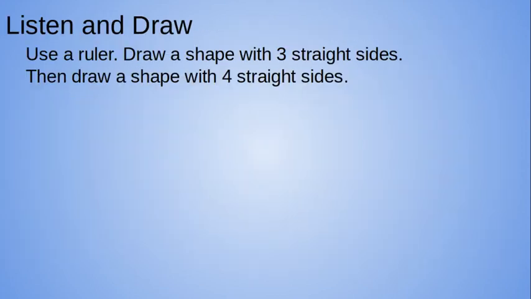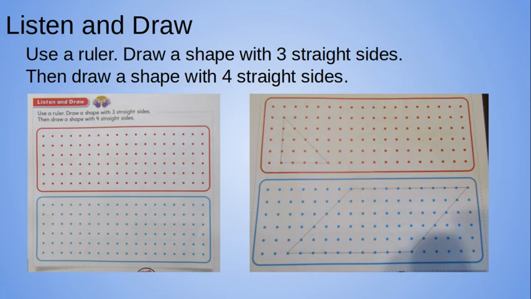All right, let's take a look at your listen and draw. It says we need to use a ruler, so if you don't have your ruler handy, go grab it. We're going to draw a shape with 3 straight sides, and then draw a shape with 4 straight sides. Well, there's plenty of room on this listen and draw, so if you want to draw more than one example, that'd be great. Looking at my first example, I drew a shape that had 3 straight sides.